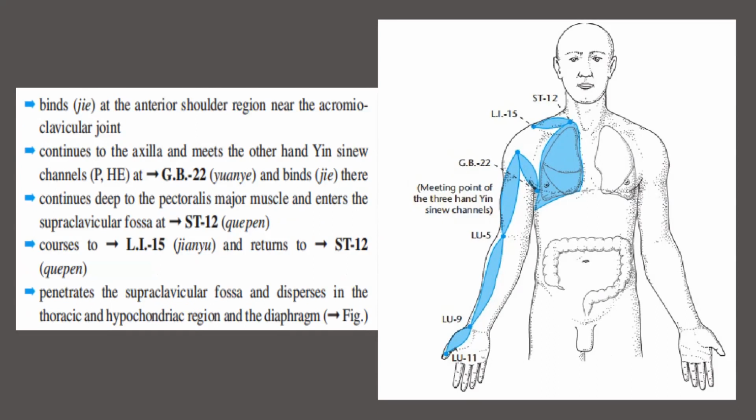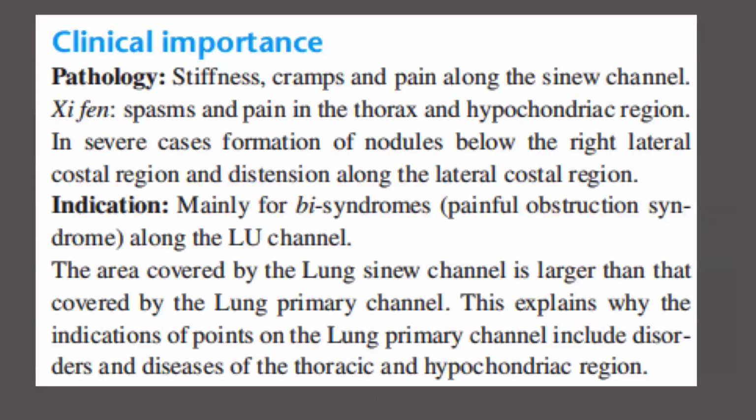Then it continues deep to the pectoralis major muscle and enters the supraclavicular fossa at stomach 12. Courses to LI15 and returns to stomach 12. Then it penetrates the supraclavicular fossa and disperses into the thoracic and hypochondriac region and the diaphragm.